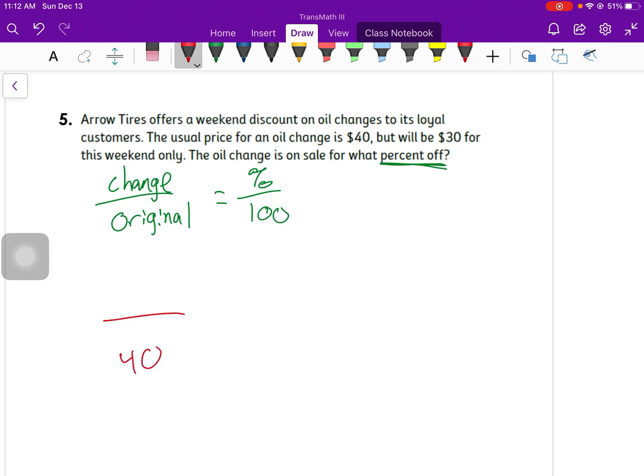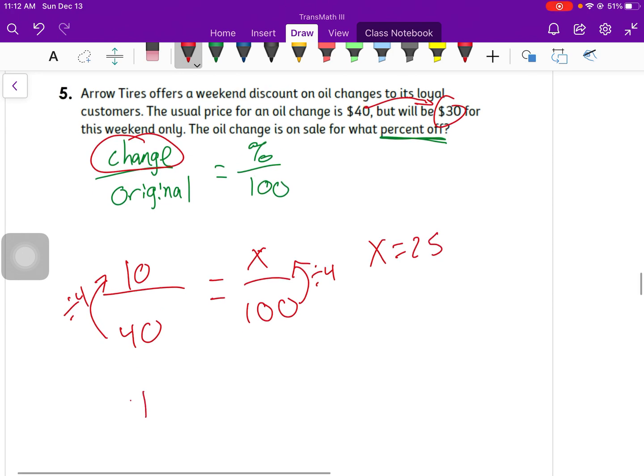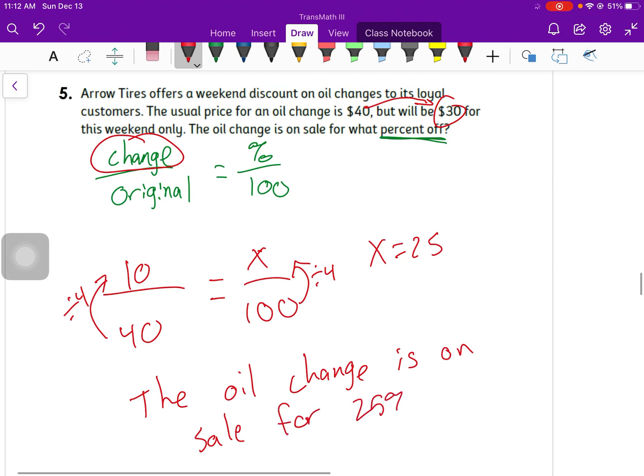I know the original price is 40. The change is not 30. I went from 40 to 30. 40 minus 30 is 10, so my change is 10. And I'm asking for the percent, so I'm going to put a variable there, x over 100. All right, I can divide by 4 to get that x equals 25. So the oil change is on sale for 25% off.